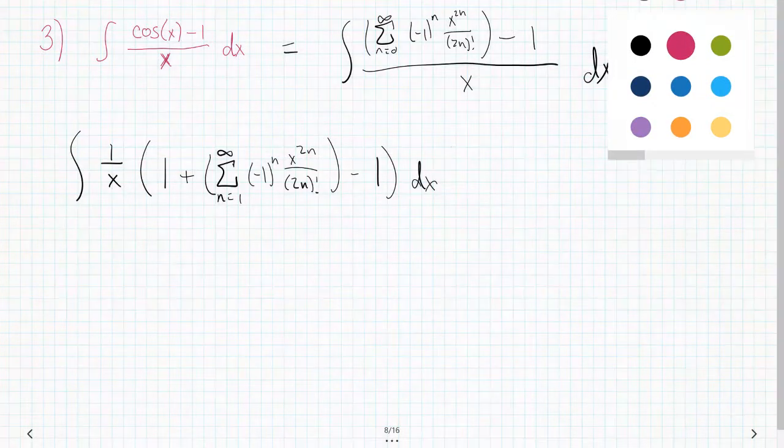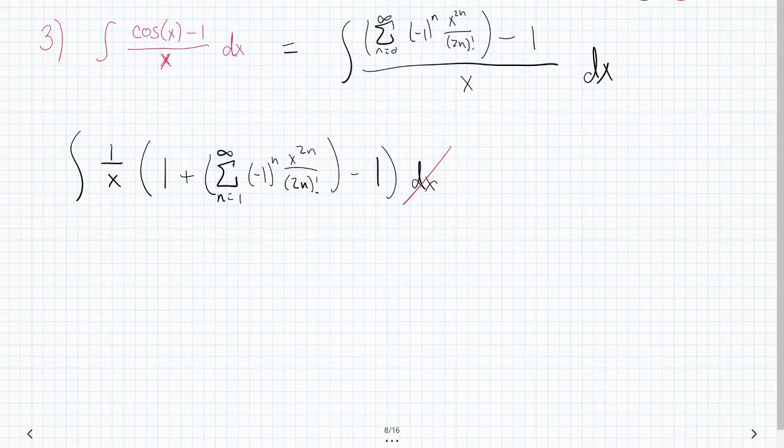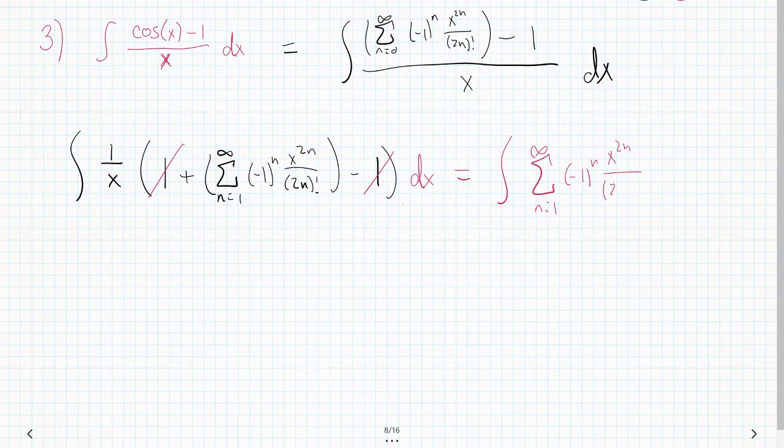Well, the fact is that not the dx, sorry. Sometimes that pen has a mind of its own. So the 1's will cancel. And what are we left with? Well, we're left with this integral of the summation n equals 1 to infinity of -1 to the n x to the 2n over 2n factorial, and then all that's times 1 over x.